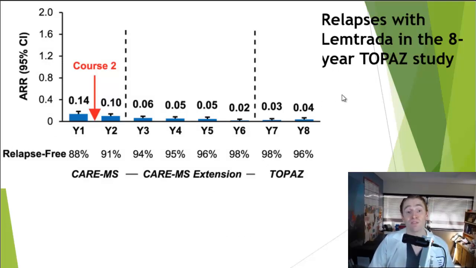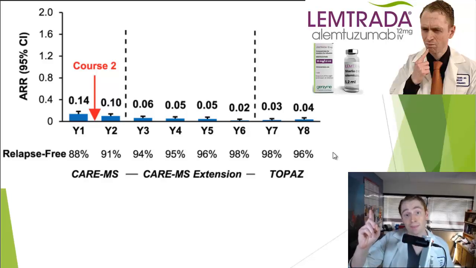This is an open-label follow-up of patients who received Lemtrada for 2 years, and they followed them for 8 years, and you can see the relapse rates are very low. Now, of course, Lemtrada also has significant risks such as secondary autoimmune diseases and infections, and I have a separate video on that topic if you want to take a look.